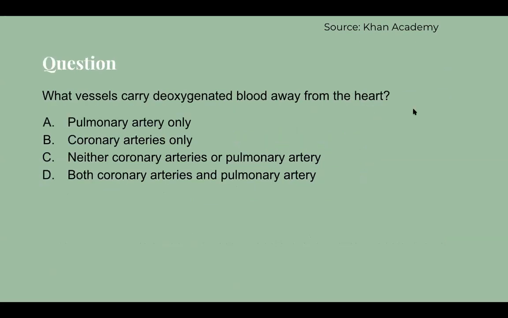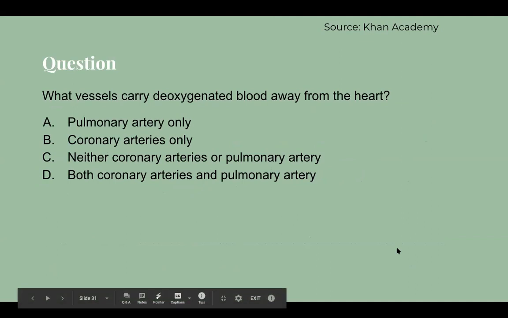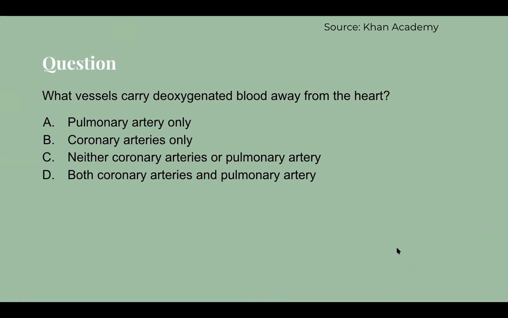Another question: which blood vessels carry deoxygenated blood away from the heart? So this is that discussion that we were about to get into earlier. Arteries always carry blood away from the heart, but is that oxygenated blood or deoxygenated blood?